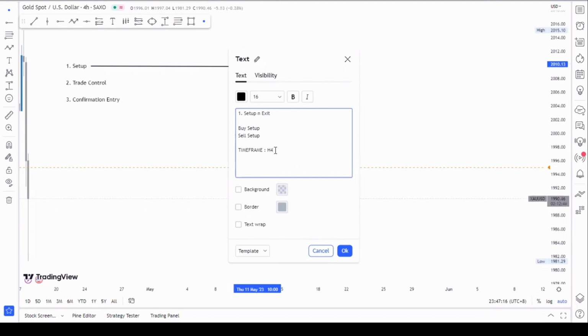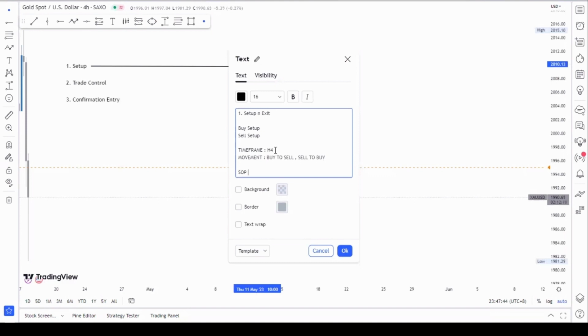There is no daily setup. There is no weekly setup. There is no H1 setup. Just H4. Before that, we need to learn about the movement. Setup moves like this: buy setup to sell setup, and then sell setup will end at buy setup.